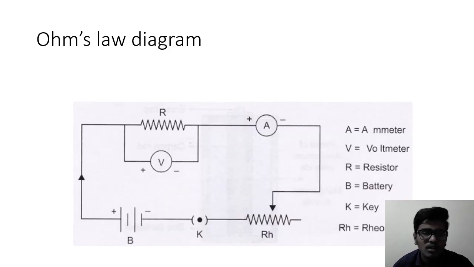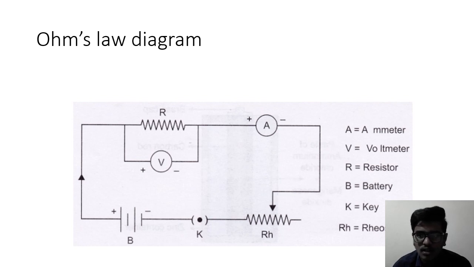And here there is the diagram of Ohm's law. So let us see this. Here A equal to ammeter and V equal to voltmeter and R equal to resistor and B equal to battery, which will be connected, and K equal to key and R equal to rheostat. These are the apparatus. They will be connected according to their places, and this is the Ohm's law diagram.